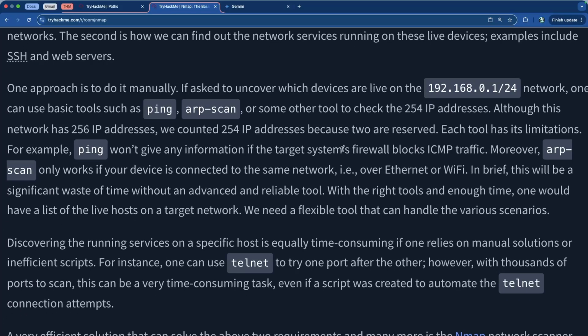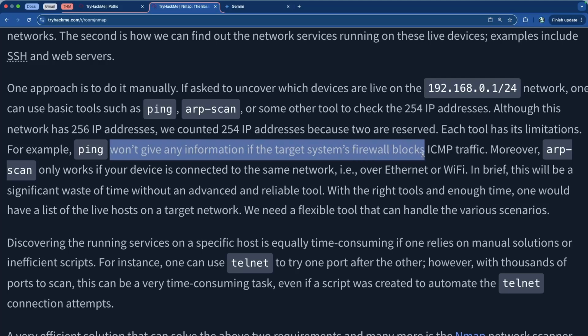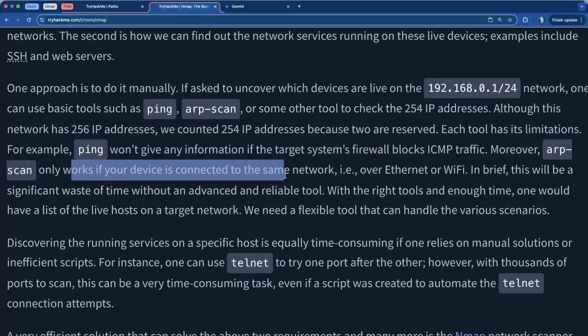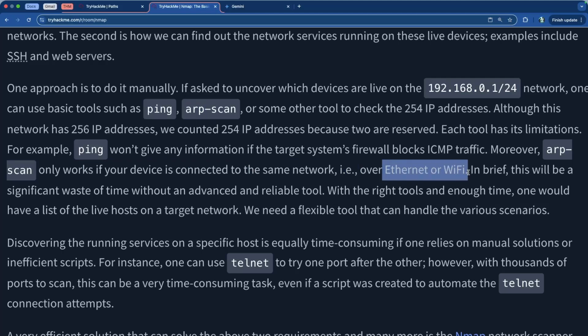You could technically go ahead and do that manually using something like Ping, and then you can see which one of them respond and then just do manual information gathering or ARP scan or something like that. But Ping won't give any information if the target system's firewall blocks ICMP traffic, so you would literally be stopped in your tracks. And then ARP scan only works if your device is connected to the same network, because it is doing Address Resolution Protocol, which requires MAC addresses, which means you need to be connected via Ethernet or Wi-Fi in the same network, and so on.